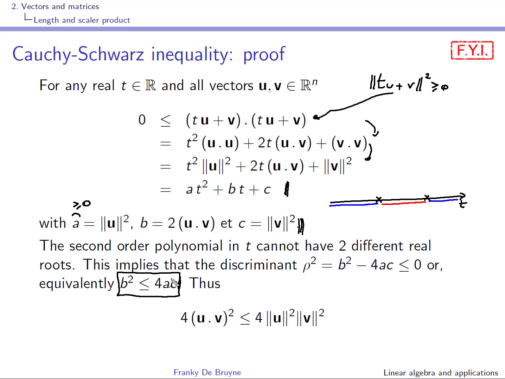If you take this condition and you plug in a, b and c, you end up with this equation over here. And this is equivalent to saying that the modulus of the scalar product of u and v is smaller than the product of the length of u by the length of v. And this is indeed Cauchy-Schwarz inequality that we have just proven.